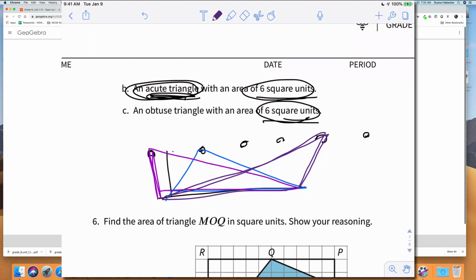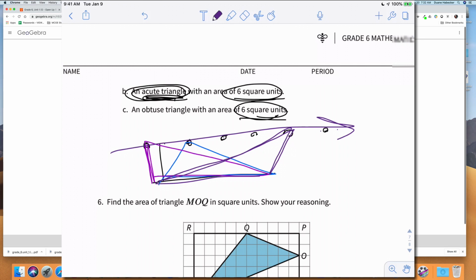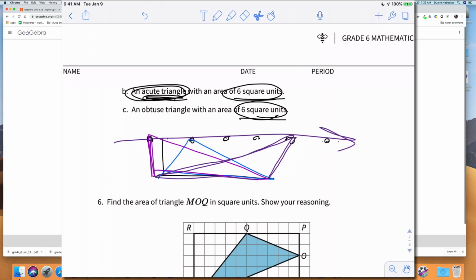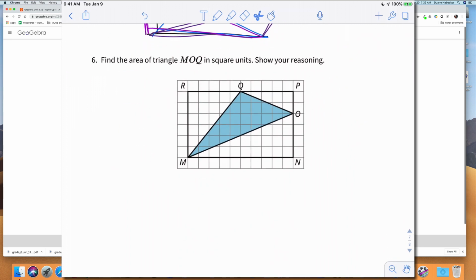So keeping the base the same and the height the same, but just moving where that top point is across the screen. And this kind of looks slanted. It's not supposed to look slanted. It was supposed to be kind of like flat right there. There, even better.